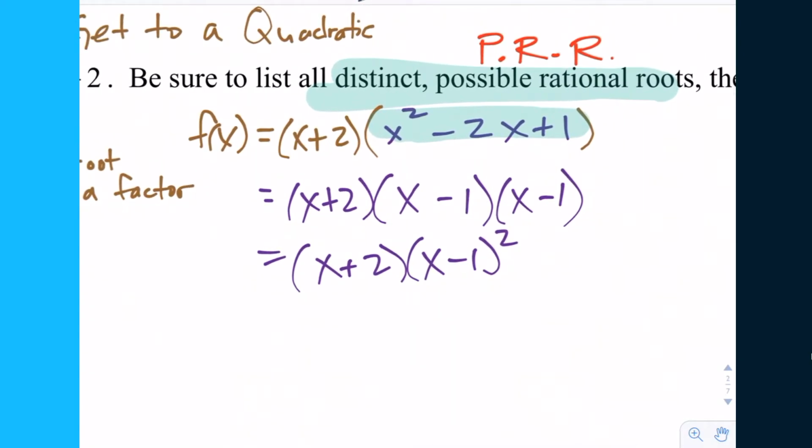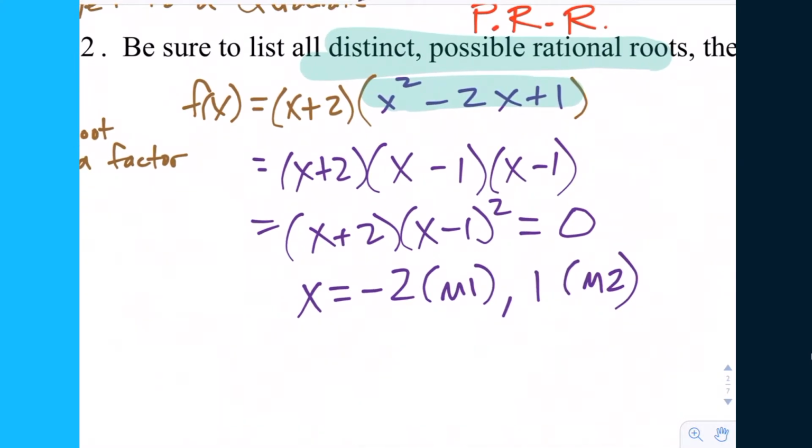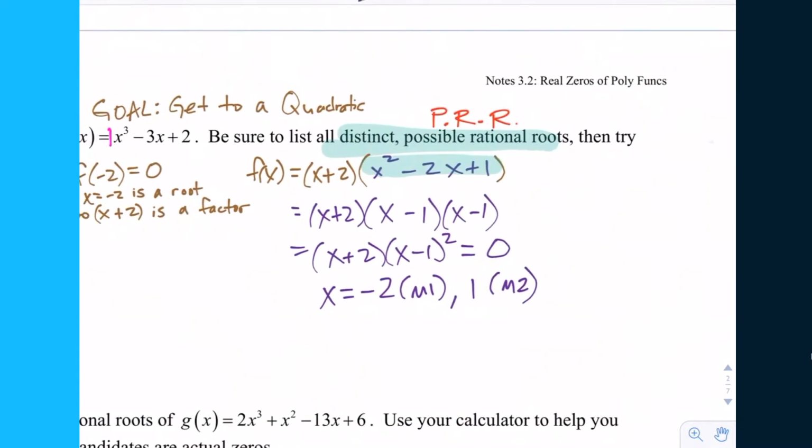Nice. Now, if I want to find the zeros, I need to set it equal to 0, and I can now list the roots. So X equals negative 2, and it's a multiplicity of 1, and X equals 1, and it's a multiplicity of what? 2. Did I account for all of my solutions? It was a degree 3 polynomial, and I've got a double root, which counts as 2, and a single root, which counts as 1. 2 plus 1 is 3. So yeah, there they are.